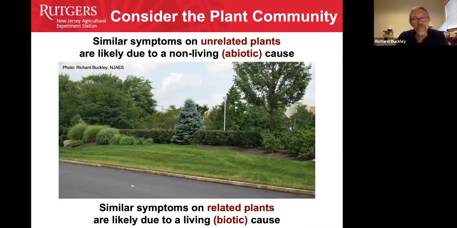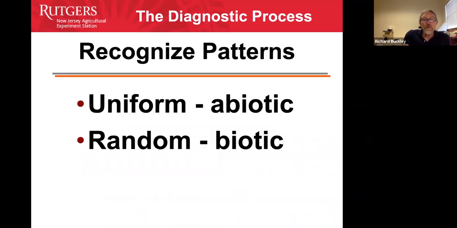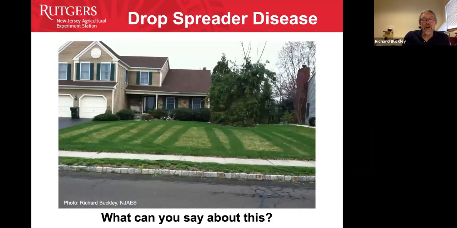So again, plant community is important. Individual plants, individual plant parts are all important things to think about. Look for patterns. Relate to environmental, site, and cultural inputs, right? So uniformity usually means an abiotic stress. Randomness usually means a living organism, right? So think about this, right?